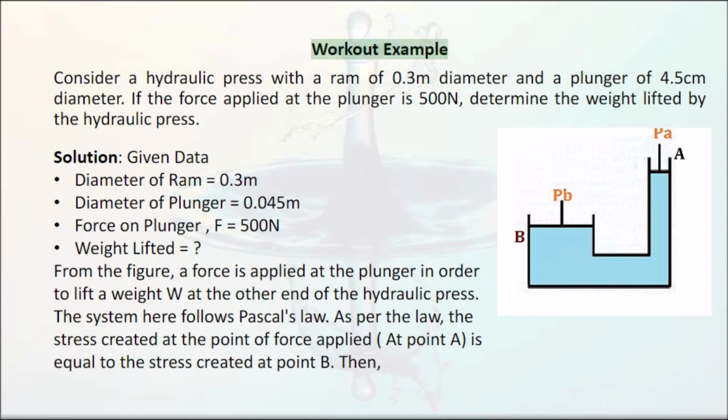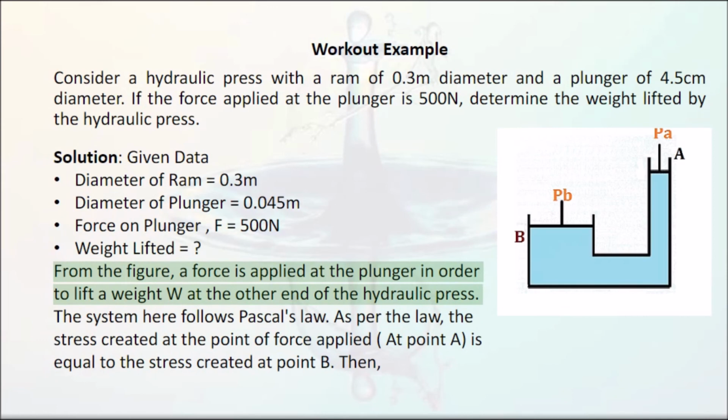Worked example. Consider a hydraulic press with a ram of 0.3 m diameter and a plunger of 4.5 cm diameter. If the force applied at the plunger is 500 N, determine the weight lifted by the hydraulic press. Solution. Given data: diameter of ram equals 0.3 m, diameter of plunger equals 0.045 m, force on plunger F equals 500 N. Weight lifted equals?